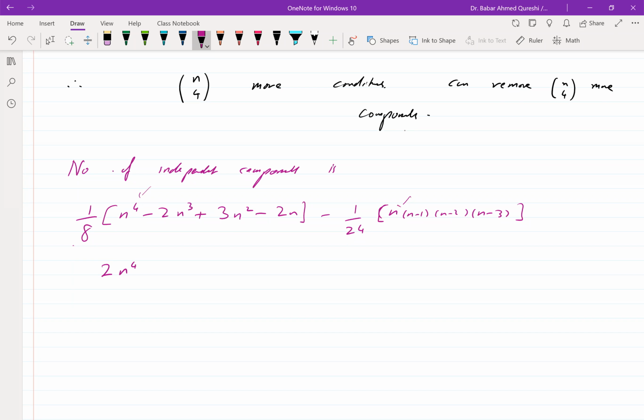And the n cube term will cancel, and you are left with just this thing. So this is the number of independent components.